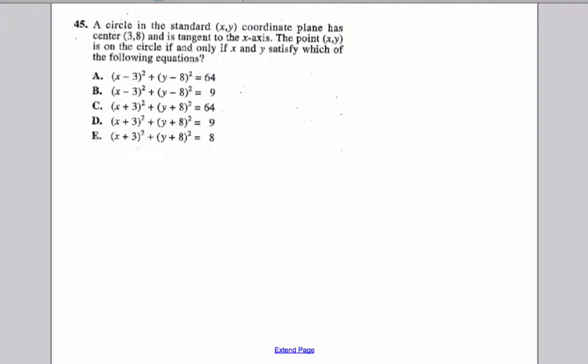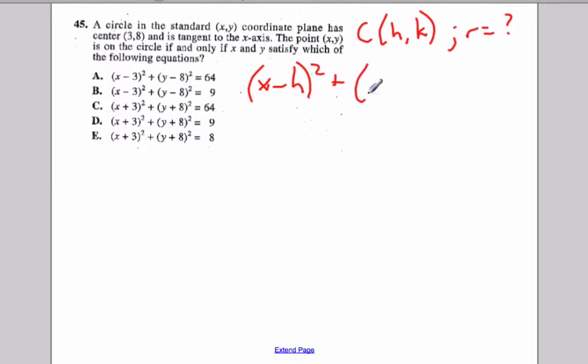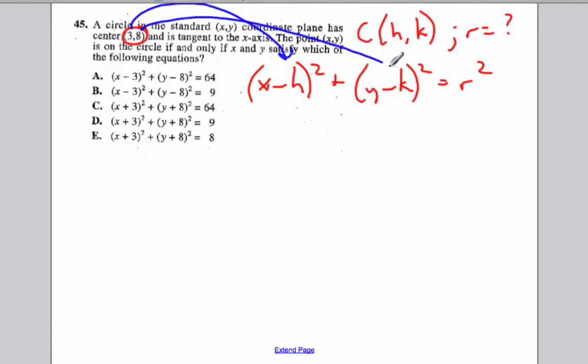The point xy is on the circle if and only if x and y satisfy which of the following equations. If we have a center of h, comma, k, the center of my circle is a coordinate h, comma, k, and my radius they will give you, then the equation for a circle is x minus h squared plus y minus k squared is equal to the radius squared. In this scenario, I can go ahead and fill in. I know the center is 3, 8, so I'm going to take 3 and plug it in for h, and the 8 goes in for k.